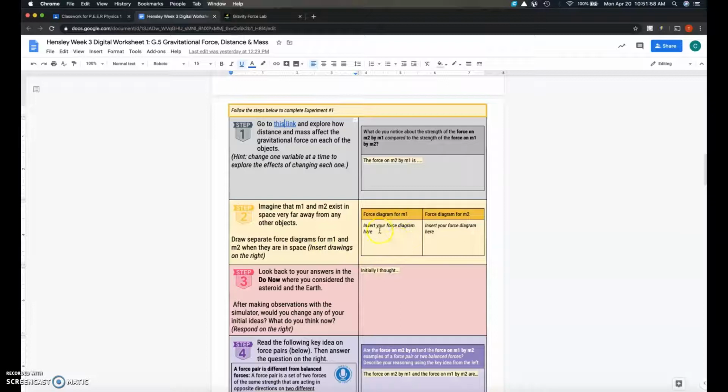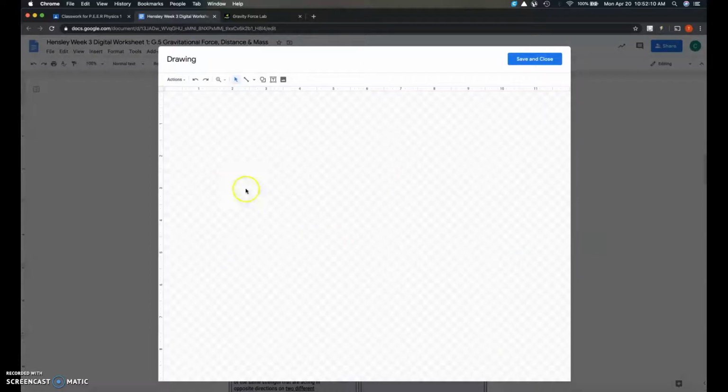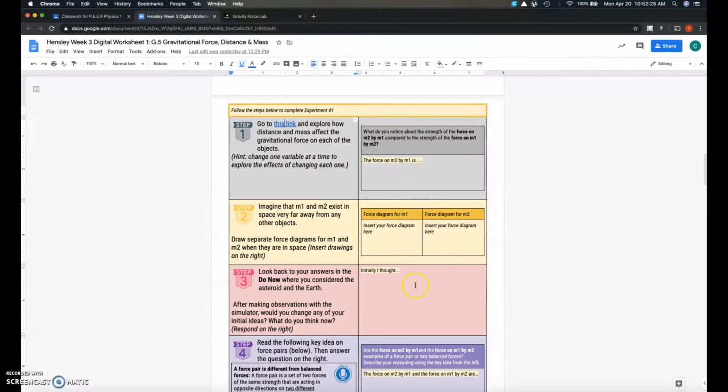So you're going to insert a force diagram here. Just so you guys recall, to insert a diagram or to draw, you're going to go up to Insert, Drawing, New, and then in this environment, you are able to draw using the tools up here, okay? Select a line, you can draw arrows, you can draw boxes, shapes, callouts, equations, anything you want to add there. Once you are done, you're going to hit save and close, and that'll input it into here. You can move it around so that it ends up right here, okay? So force diagram for M1 and force diagram for M2. Please pay close attention to the direction of your arrows and the length of your arrows, as those are both very important here, all right?